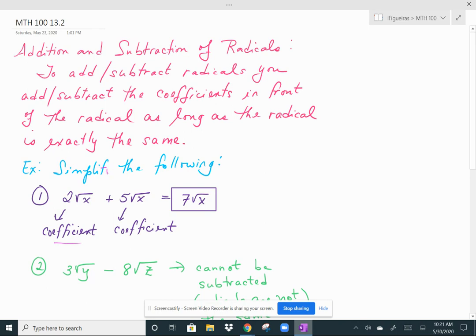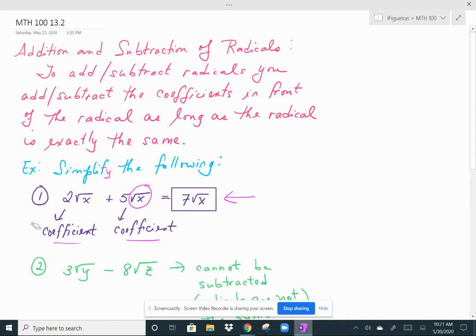So here we want to simplify 2 root x plus 5 root x. Since root x and root x are the same, these are considered to be like terms. So 2 plus 5 are the coefficients, and that gives me 7 root x. So let's go on to the second one.